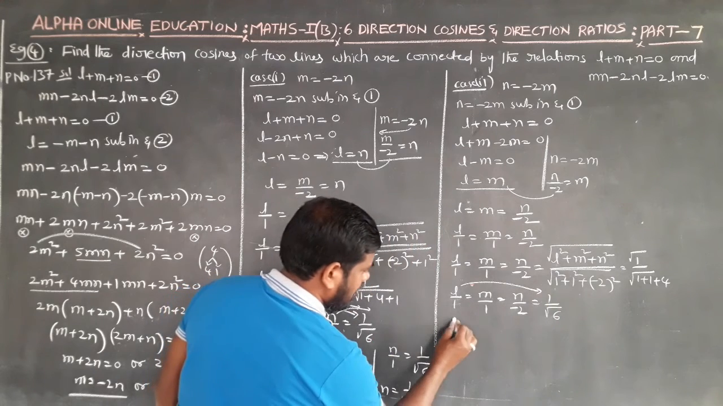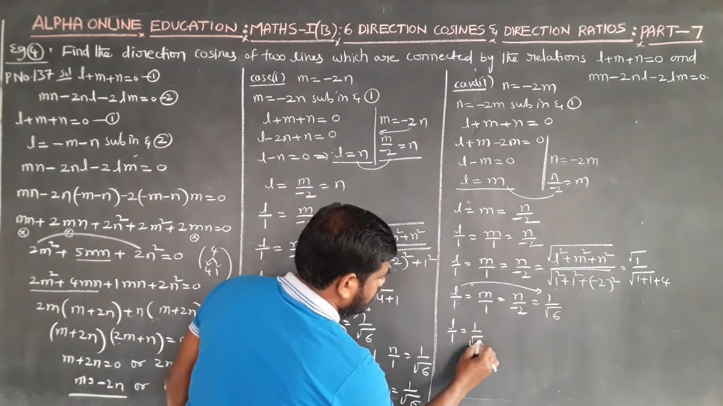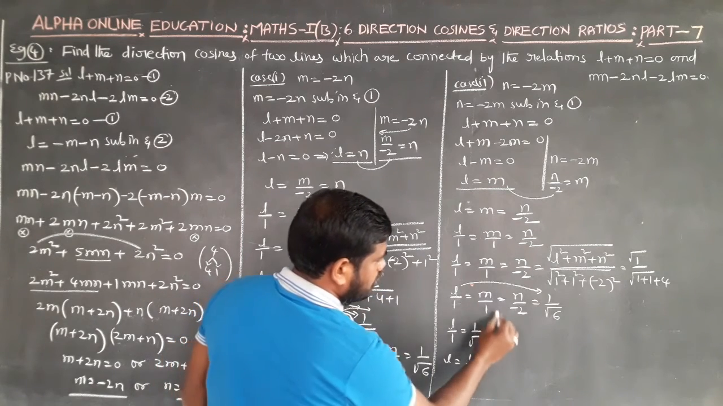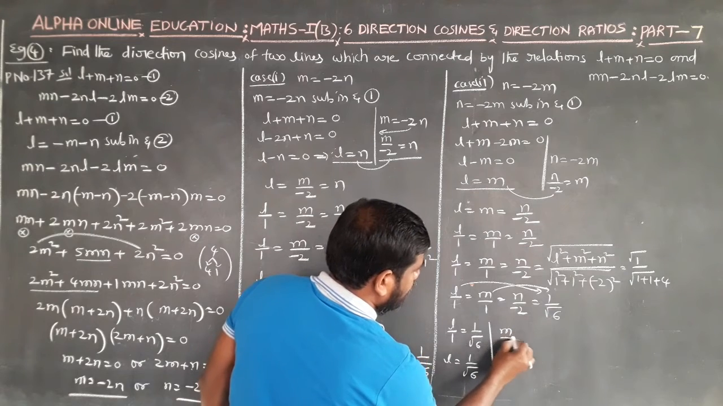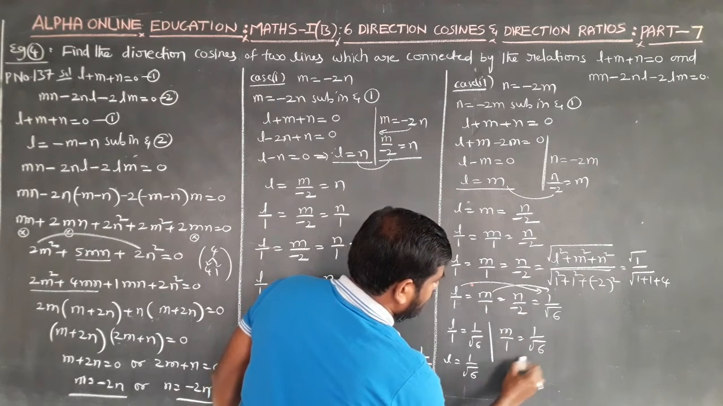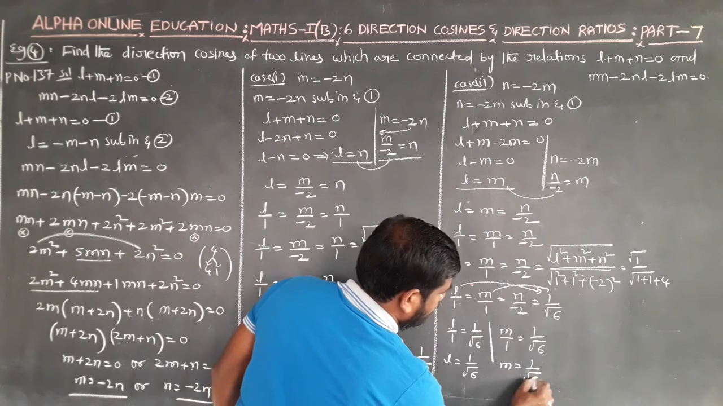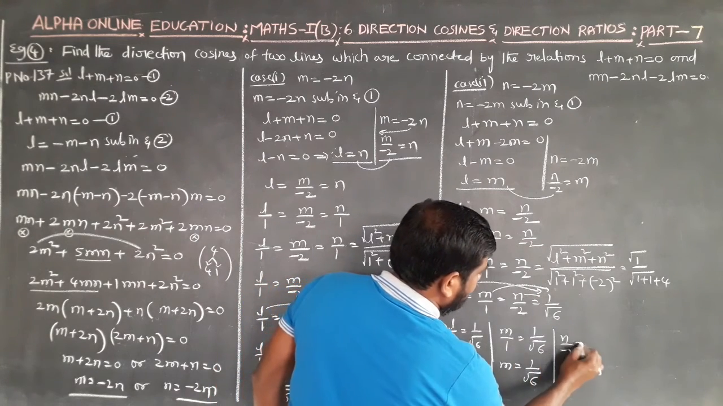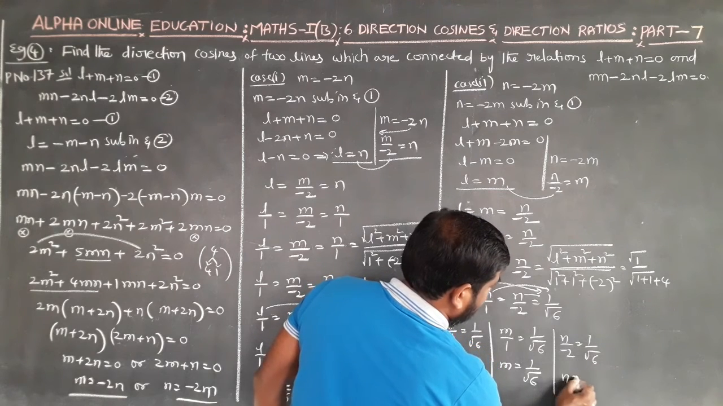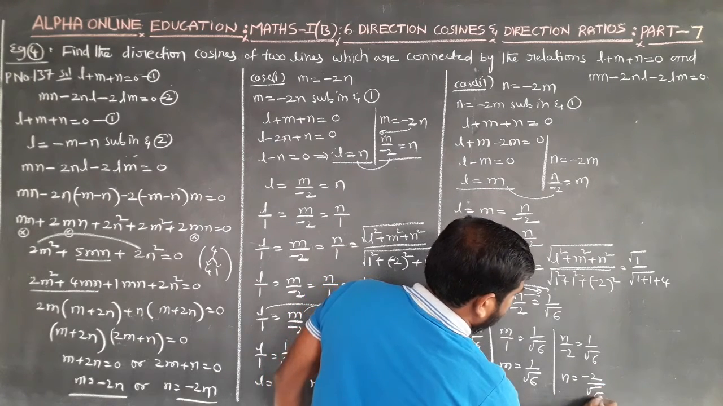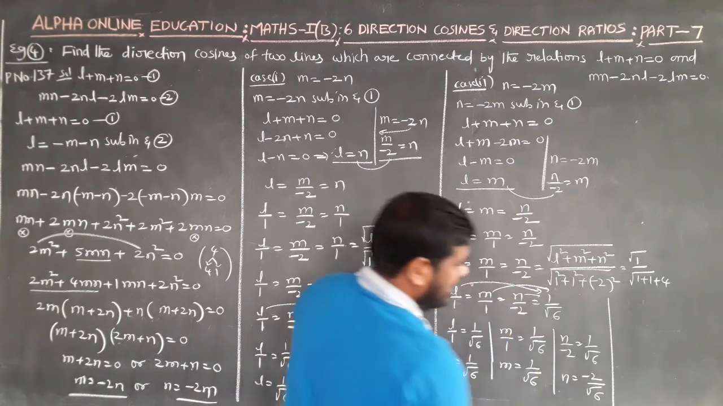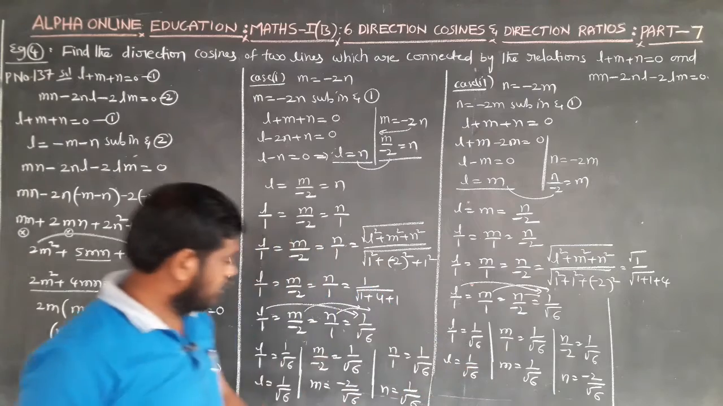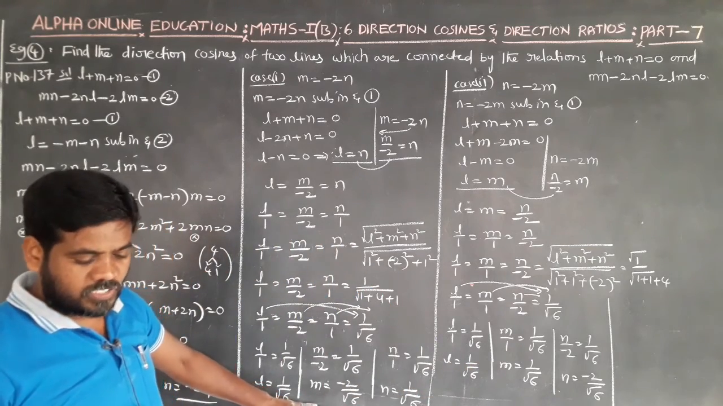Equating first and last, L by 1 is equal to 1 by root 6, so L is equal to 1 by root 6. Equating m by 1 is equal to 1 by root 6, so m is equal to 1 by root 6. Equating n by minus 2 is equal to 1 by root 6, so n is equal to minus 2 by root 6. This is the DCs of the second line.